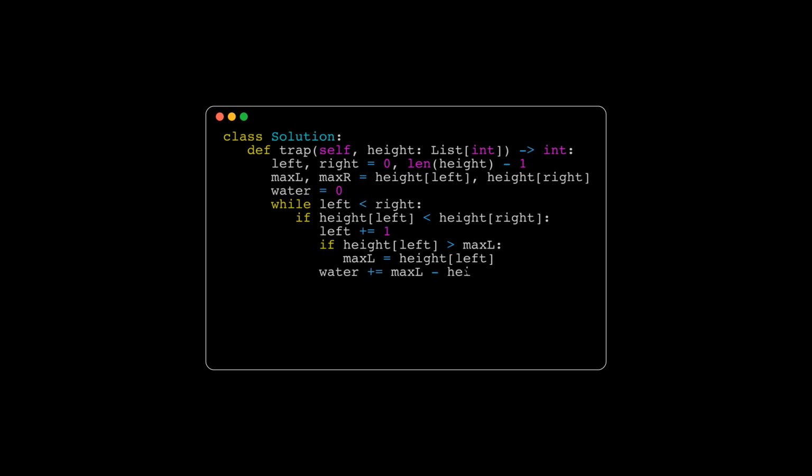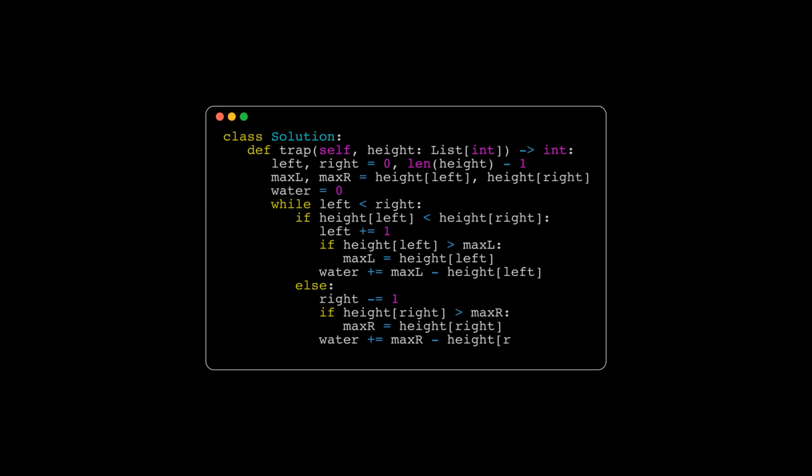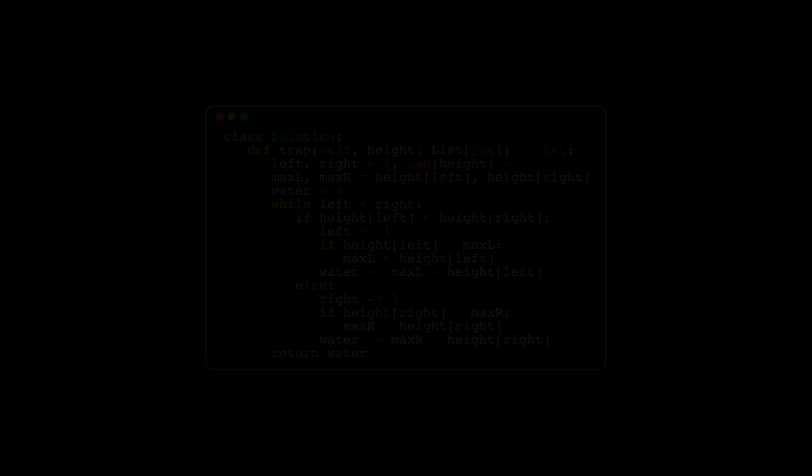Likewise, if the right height is equal to or greater than the left height, we will perform the same procedure for the right. We're going to decrement the right pointer by 1, we can adjust the max right height as needed, and then we can add the difference between the max and the new height to our rainwater. Once this loop terminates, we can then return the rainwater that's been collected.